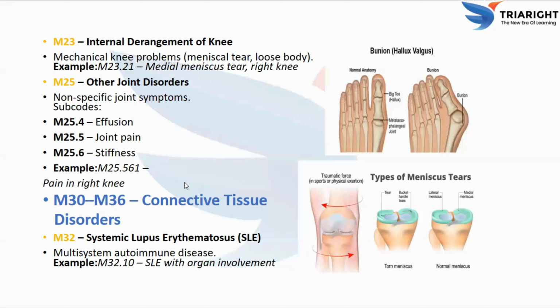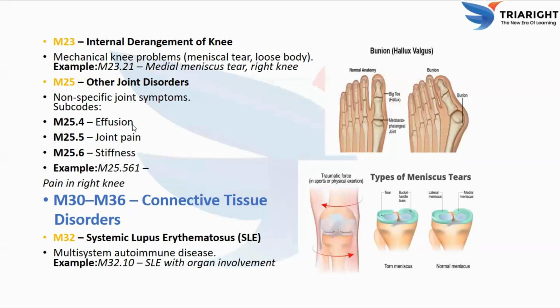So M25 describes the other joint disorders. This covers non-specific symptoms which are related to the joints, not due to a known disease. So what are the subcodes over here? M25.4 for effusion, M25.5 for joint pain, and M25.6 for stiffness.